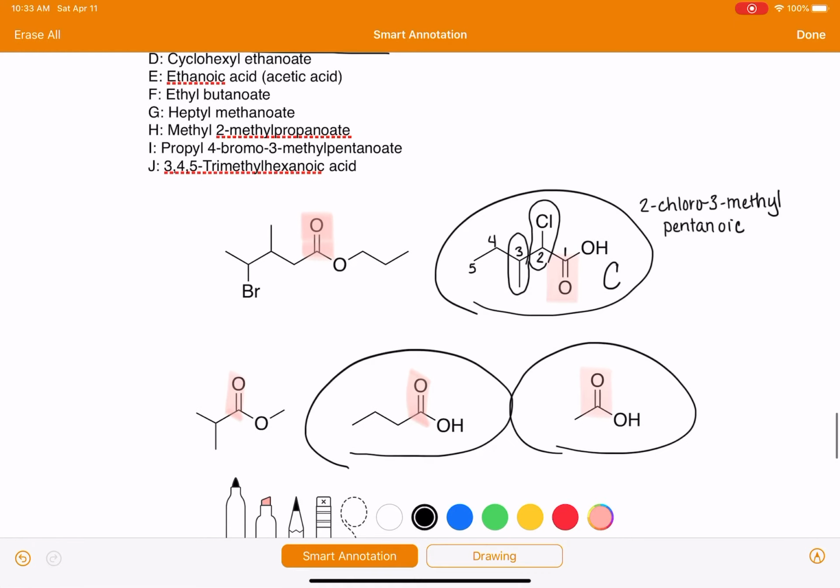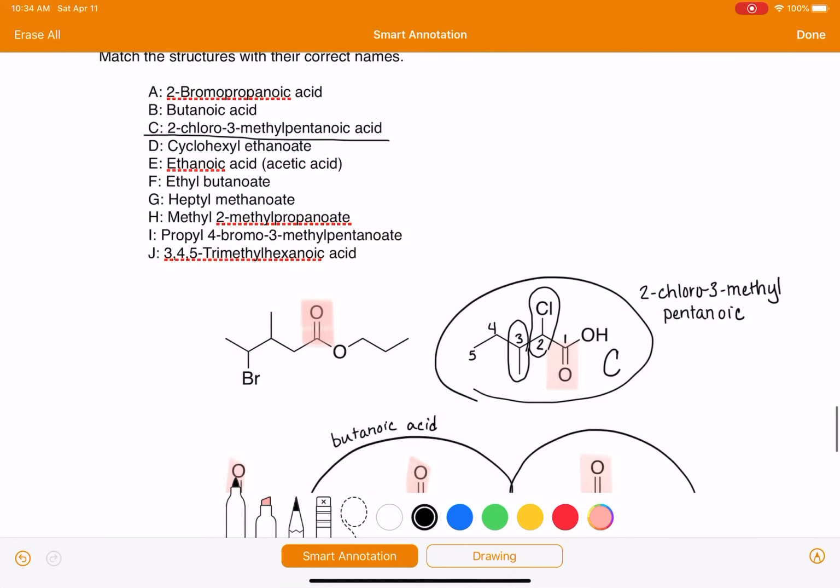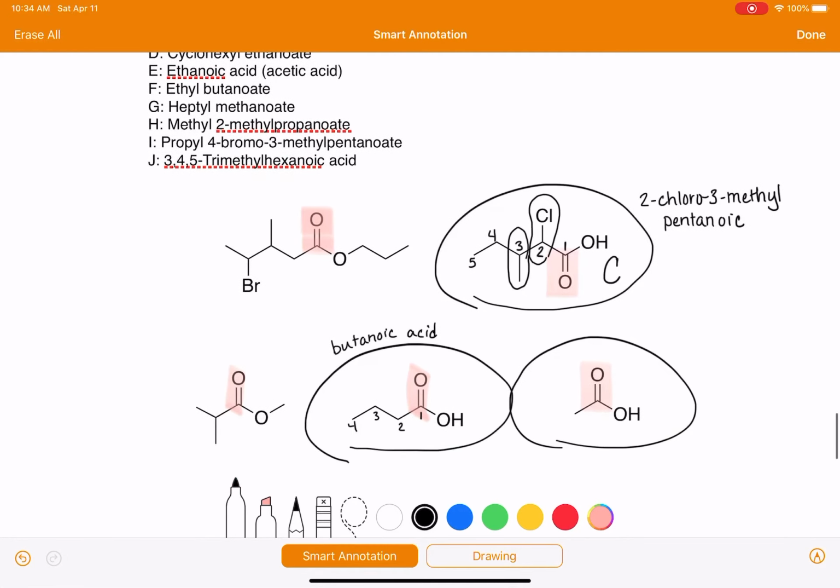Let's move on to our next one. This next one is a simpler molecule because it doesn't have any substituents. This is a 1, 2, 3, 4-carbon chain. A 4-carbon chain is butane, but drop the E, oic acid. Let's see if we can find butanoic acid. Butanoic acid. True story, butanoic acid smells like a mixture of diarrhea, vomit, and bad baby diapers.